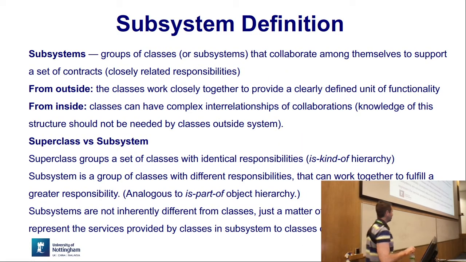What is a subsystem? A subsystem is not the world's easiest thing to define, actually, because it doesn't exist. Subsystems are only in our imagination. They don't actually exist.